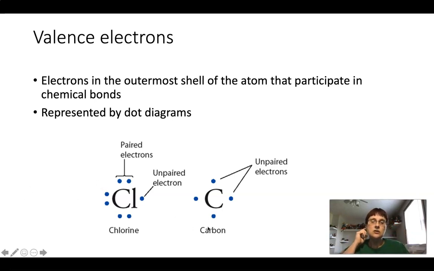So you can see carbon. We've got carbon here, and in its outermost shell, or its valence shell, it's got 4 electrons, and they don't sit in pairs. So it's got 4 unpaired electrons. And so this is going to be able to have 4 interactions with other atoms in order to make chemical bonds. So let's take a look at the major part of the periodic table and what these dot diagrams look like for them.